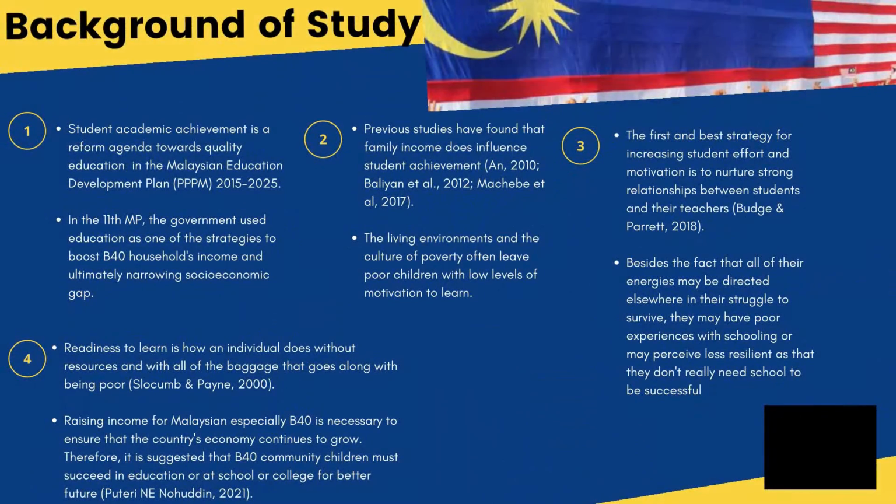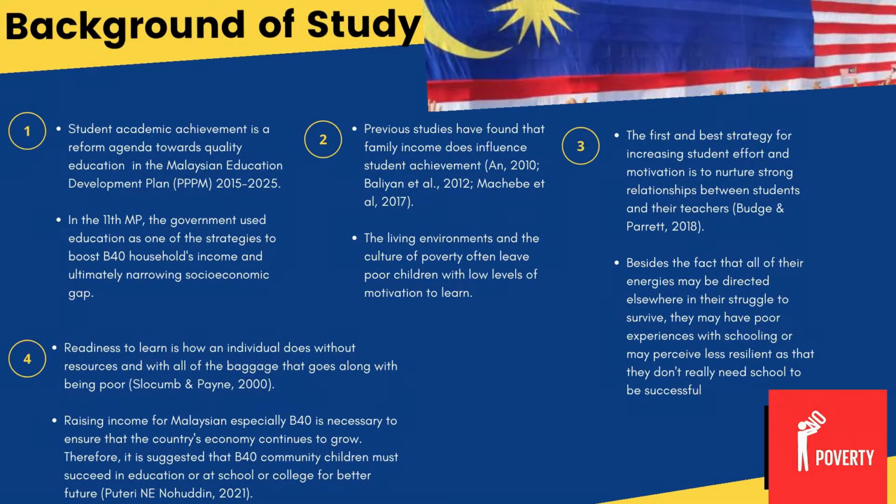For the background of study, students' academic achievement is a reform agenda towards quality education in Malaysia. In the 11th Malaysian Plan, the government used education as one of the strategies to boost B40 household income and to close the socio-economic gap. There is also a previous study that supports that family income does influence student achievement. The living environment and the culture of poverty often leave poor children with low levels of motivation to learn. Therefore, the government has come up with actions in order to reduce poverty among B40.